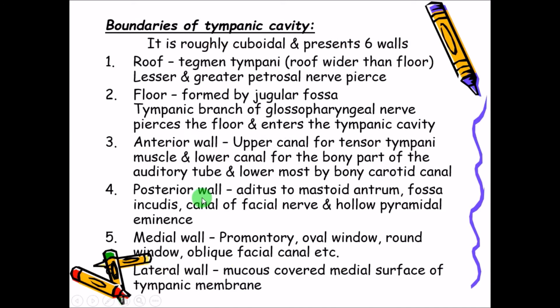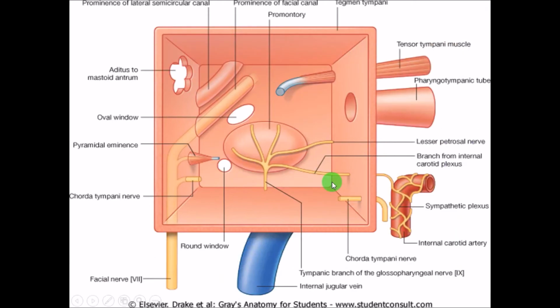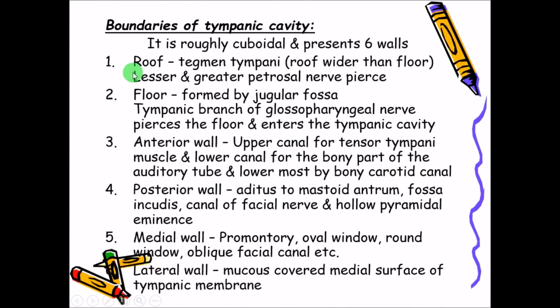Coming to the posterior wall, the posterior wall will have the auditus to the mastoid antrum. I said there will be communication. Anteriorly, it will be communicating with the nasopharynx through the tubo-tympanic process. Posteriorly, it communicates with the mastoid process through the auditus. This is the opening. Auditus means opening to the mastoid antrum. We'll see that mastoid antrum as well as the mastoid process. So posteriorly it is communicating here through the auditus to the mastoid antrum.